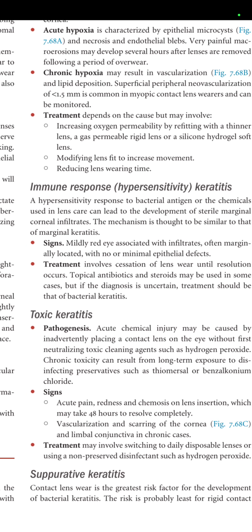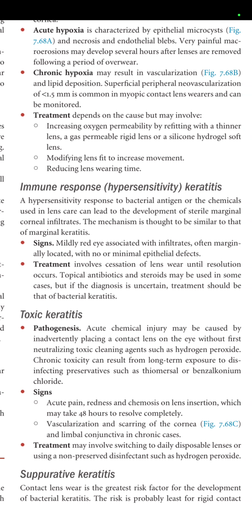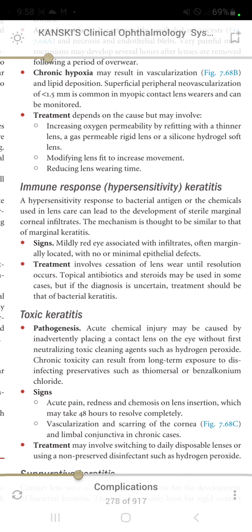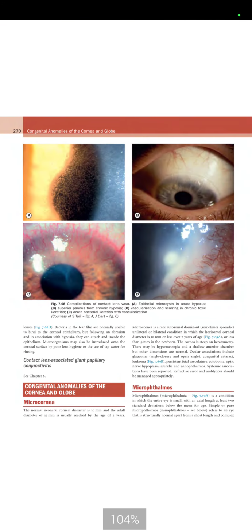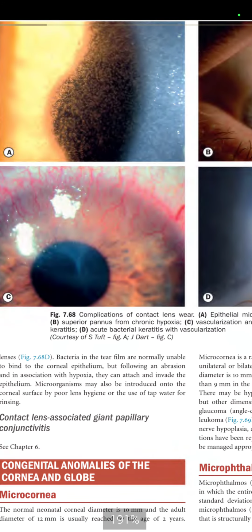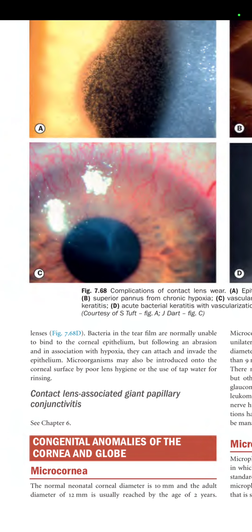Suppurative keratitis. Contact lens wear is the greatest risk factor for the development of bacterial keratitis. The risk is probably least for rigid contact lenses. Bacteria in the tear film are normally unable to bind to corneal epithelium, but following an abrasion and in association with hypoxia, they can attach and invade the epithelium. Microorganisms may also be introduced onto the corneal surface by poor lens hygiene and the use of tap water for rinsing.